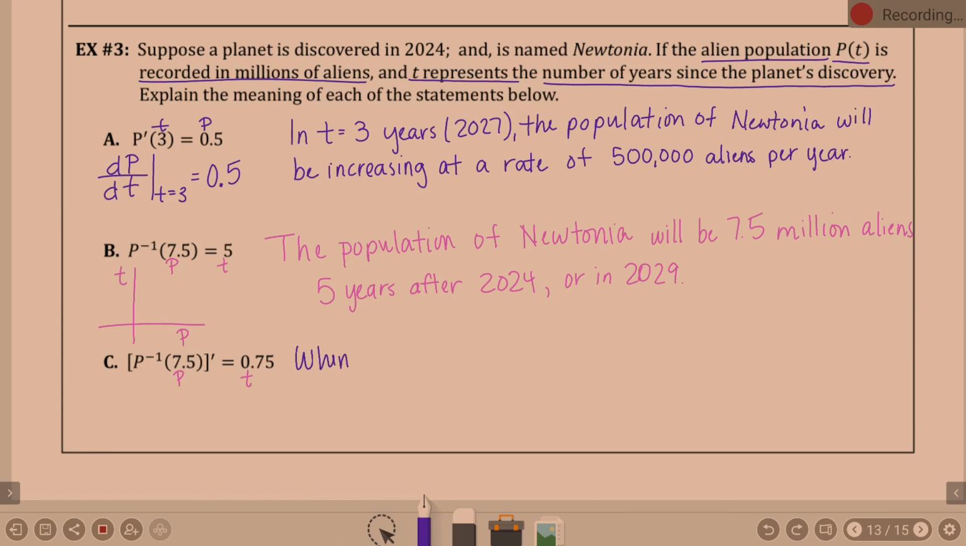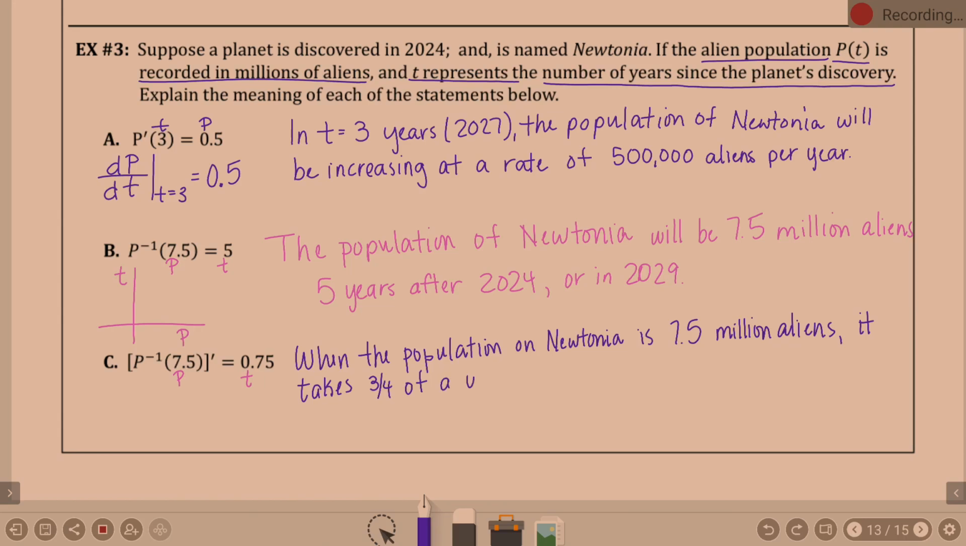Okay, so when the population on Newtonia is 7.5 million aliens, it takes, you can say 0.75 or 3/4 of a year for the population to increase by, and it's 1 of whatever the unit is. In this case, it's 1 million aliens.